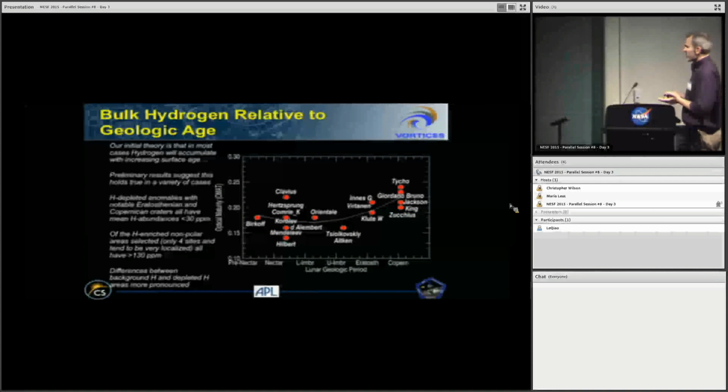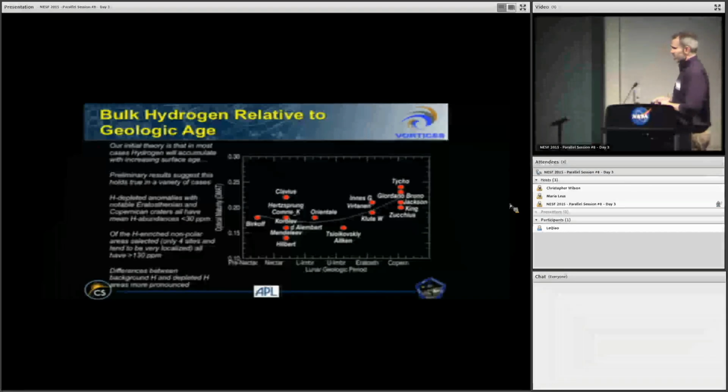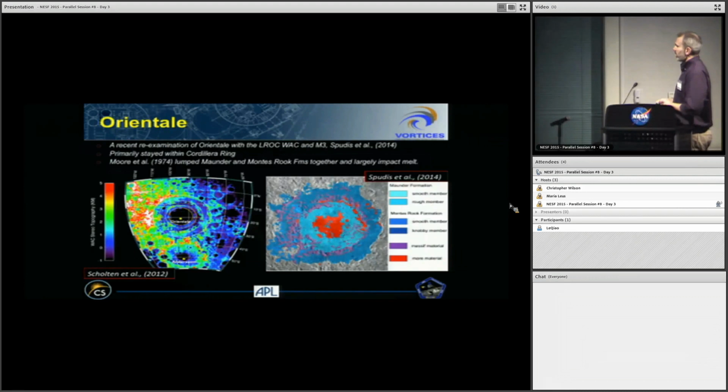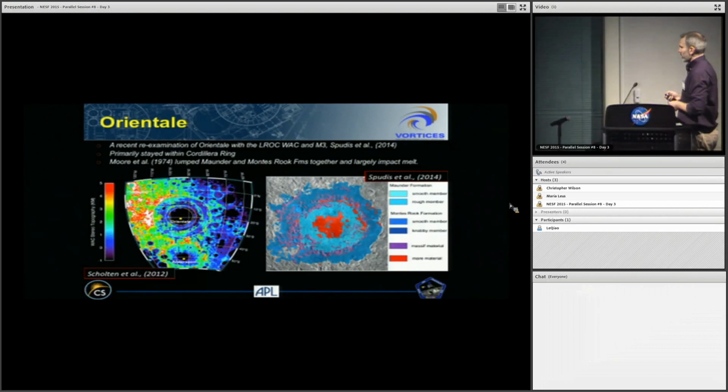And one of the interesting things that I'll get into next as I go into Orientale stuff is that some of the differences between the background hydrogen and the depleted hydrogen areas are more pronounced relative to areas that you're observing with optical maturity and other data sets. And I'm not exactly sure why that is as of yet. So here's Orientale. Spudis has really recently taken another look at mapping the area. Maunder Formation is in the inner, within the inside Montes Rook, and the Montes Rook Formation out here between Montes Rook and the Cordillera region.